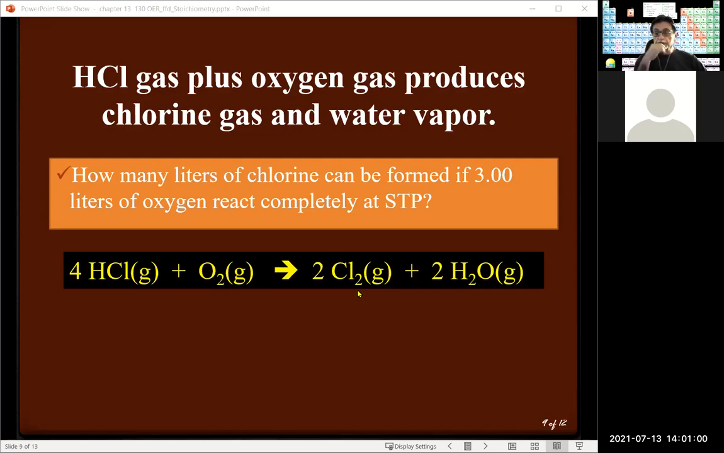Remember, have no fear of ice cold beverage. There's only 7 elements that are diatomic. Chlorine is one of them, hydrogen, oxygen, nitrogen, etc. Okay, and it produces water as a gas, water vapor. Now notice something interesting. The reactants and the products are gases.